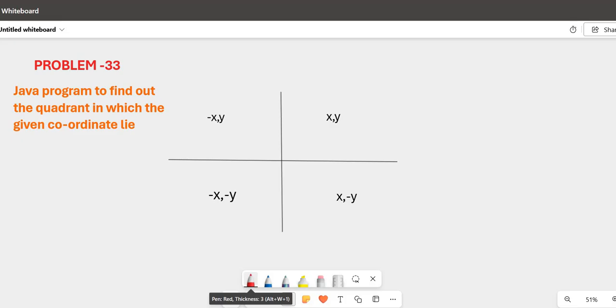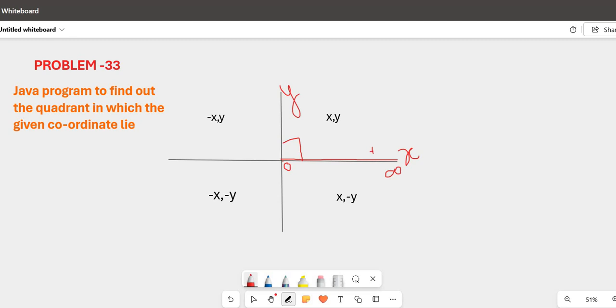Now, talking about the quadrant system, it contains two lines intersecting each other at a right angle. The vertical line is called the y-axis and the horizontal line is called the x-axis. The point at which they intersect each other at a right angle is called the origin. From the origin they head to infinity. From the origin to the right side, the x-axis has positive values.